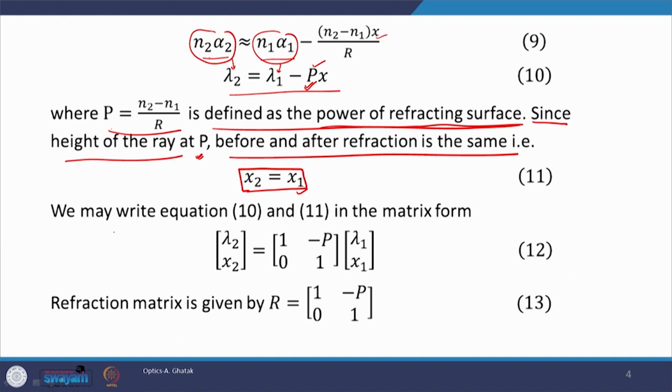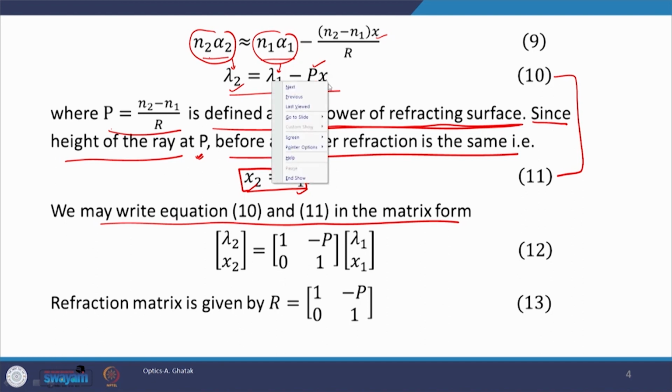Okay. Therefore, we may write equations 10 and 11 in the matrix form. We have two equations, number 10 and 11. On the left hand side of 10 and 11, we have lambda 2 and x2 respectively, while on the right hand side we have lambda 1, x1 and P and x here. We should replace x with x1 here for congruence.